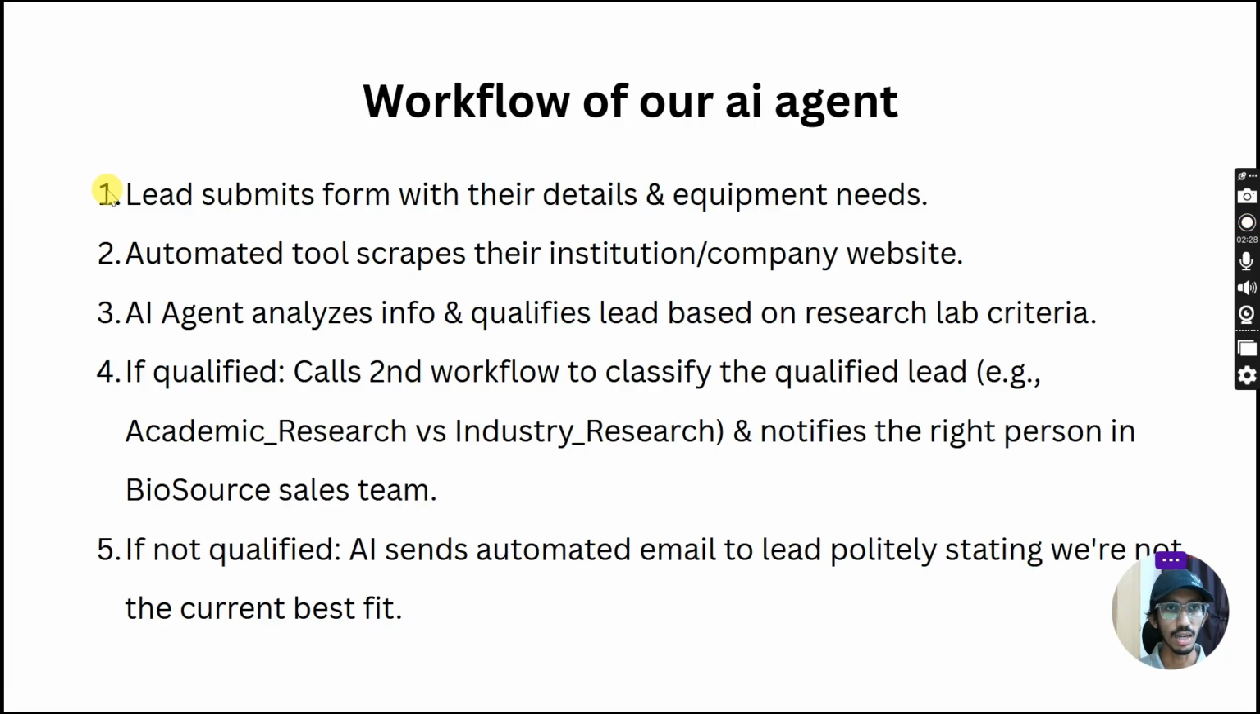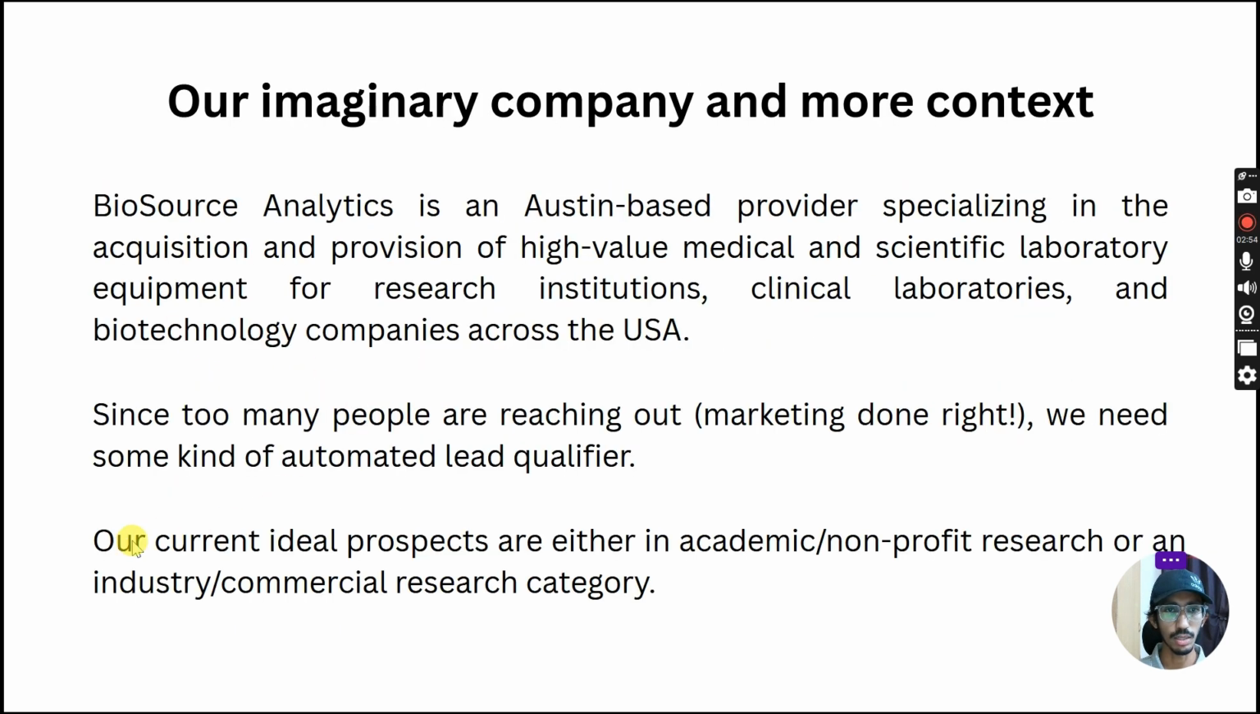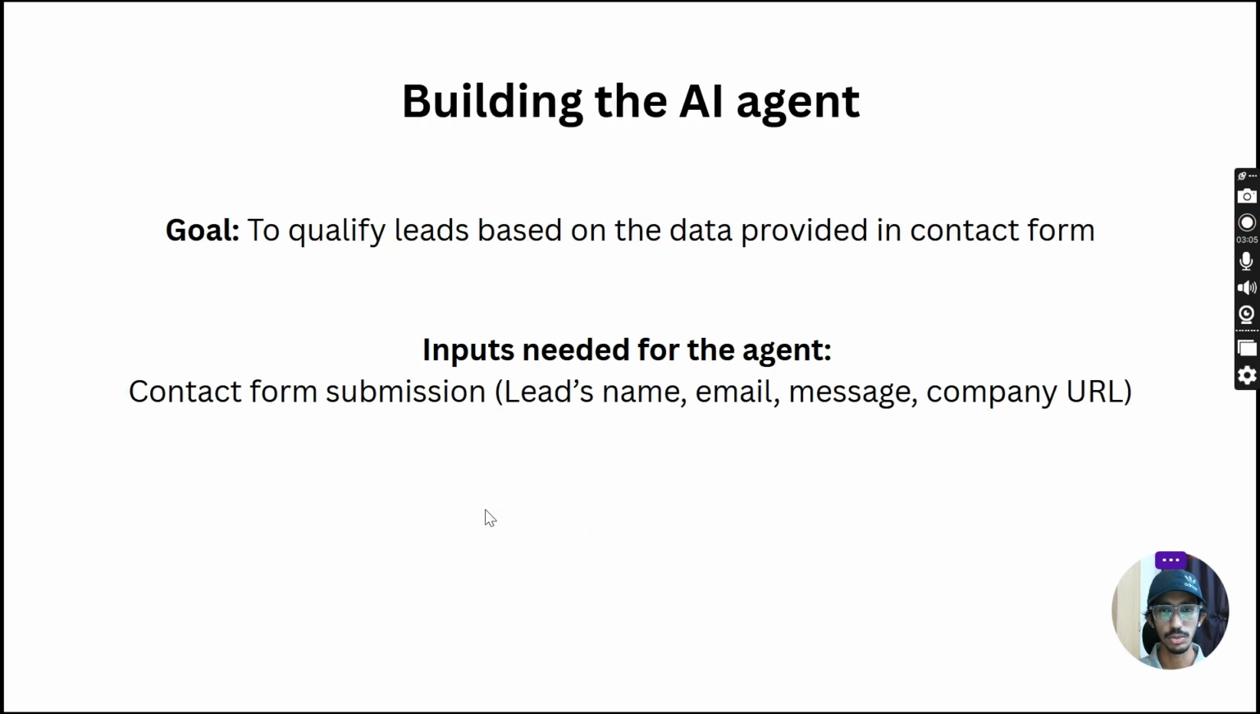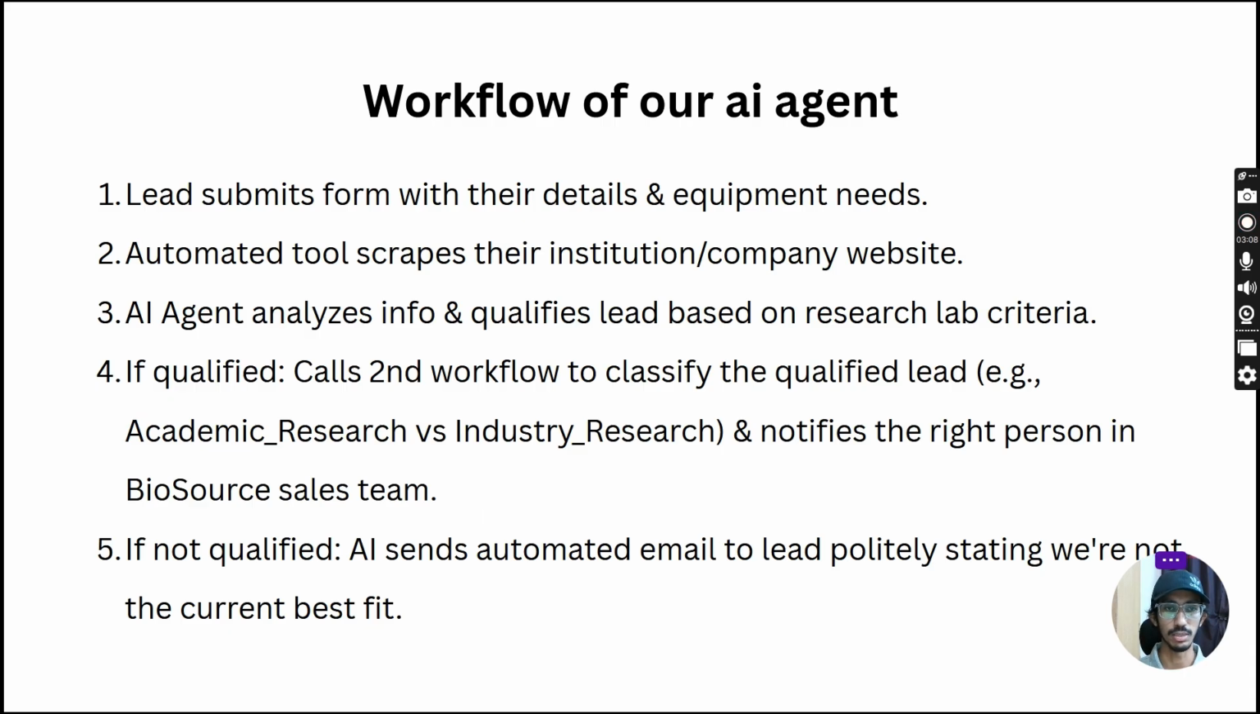So this is the basic workflow of our AI agent. At first, the lead submits the form with their details and equipment needs. After that, our automated tool scrapes their institution or company website from the company URL. Then the AI agent analyzes the information and qualifies the leads based on research lab criteria. So remember what our current ideal prospects are. They must be from either academic or non-profit research, or they must be in the industry or commercial research category. So they must be some kind of researcher.